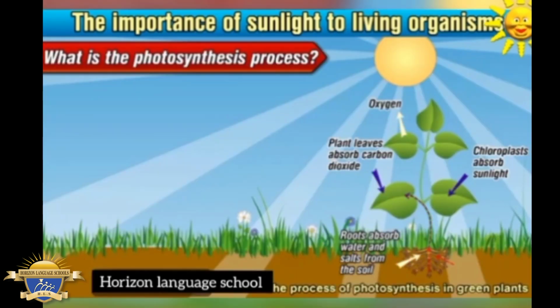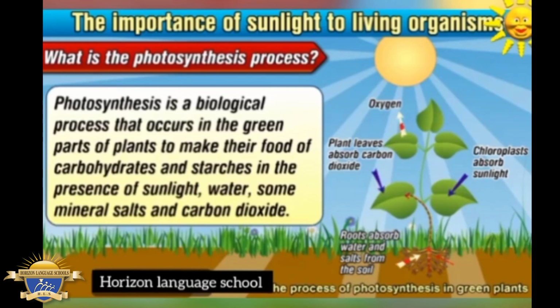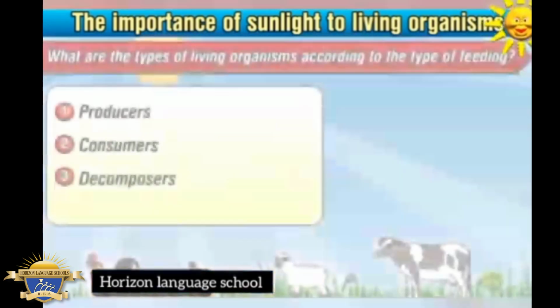What is the meaning of the photosynthesis process? We need to know what it means. Photosynthesis is a biological process that occurs in the green parts of plants to make their food of carbohydrates and starches in the presence of light, water, some mineral salts, and carbon dioxide from the air.